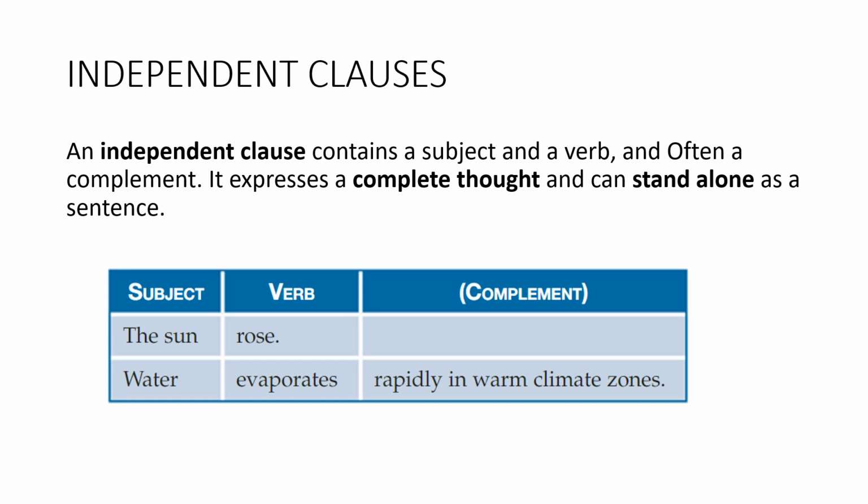Let's look at the examples. The sun rose. Water evaporates rapidly in warm climate zones. So in the second example here, we have water as the subject, evaporates as the verb, and rapidly in warm climate zones. Here we have a complement.